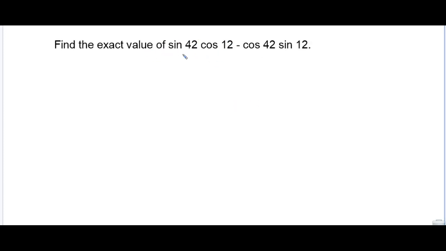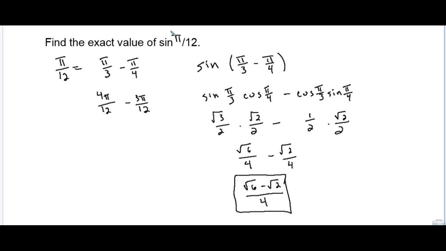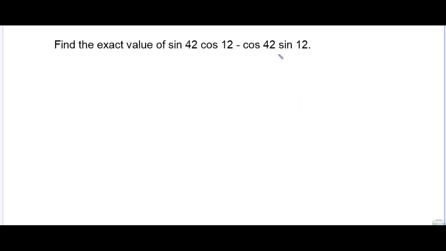Okay, so now let's find the exact value of sine 42 cosine 12 minus cosine 42 sine 12. So really what this question is asking you is, instead of going the direction we did here, where we had this nice simple one and made it a little more complex, can we have the more complex one and just write it back to one value?